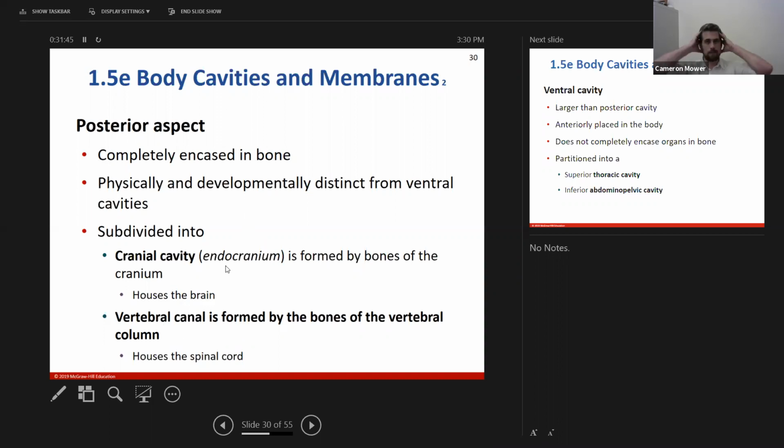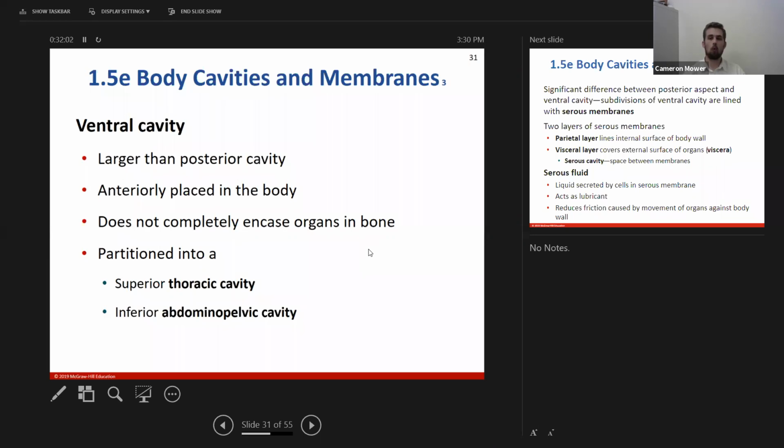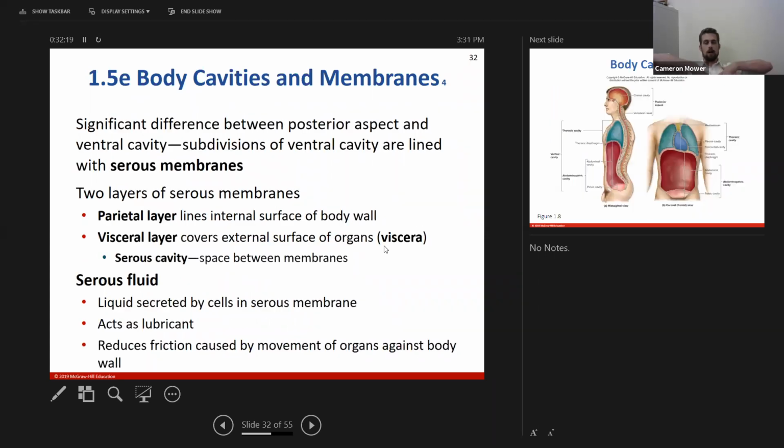So the cranial cavity is right up here. It's the head box. And then the vertebral canal is going to be the little tube that is formed by all of the different vertebral bones that form the housing for your spinal cord. So your ventral cavity, though, is way bigger than your posterior cavity, of course, anteriorly placed in the body, and does not completely encase your organs in bone. We partition it into thoracic and abdominopelvic cavities. Your thoracic cavity is going to be sort of up here. It's the thorax, right? Really the dividing line is going to be your diaphragm, which kind of follows.